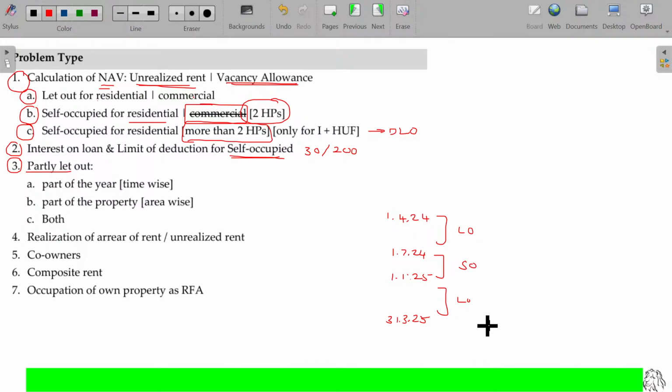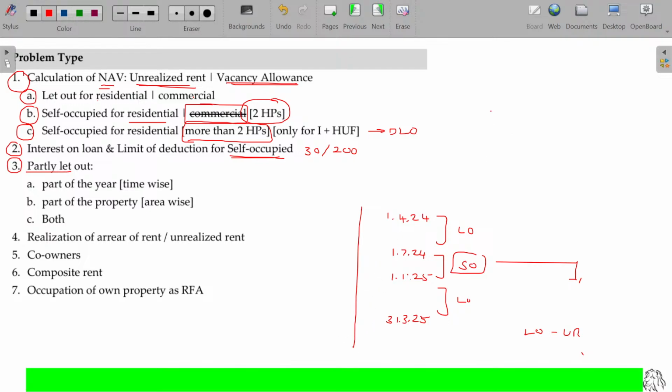In this case, you calculate the entire thing as let out only, and this period's rent will be considered as unrealized rent, like. It is not unrealized rent, but you consider it as unrealized rent. So the rest of the process will be the same. Calculate expected rent minus rent received. Rent received is nothing but annual rent minus this unrealized rent. Then you compare whichever is higher, and that will be the GAV. That's all. So this will be letting out partly, part of the year let out, part of the year self-occupied.